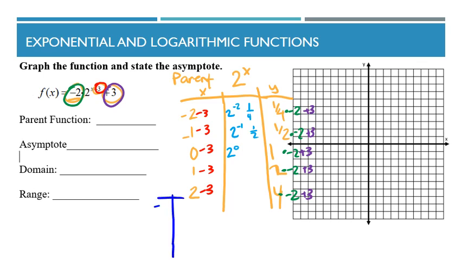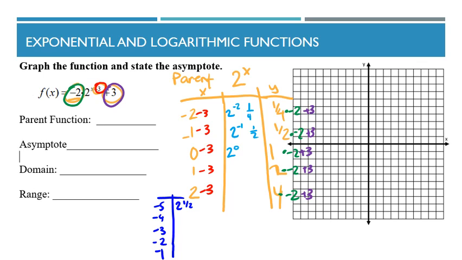-2 minus 3, -1 minus 3, 0 minus 3, 1 minus 3. Kind of nice how this works out. X values are nice and linear. 1/4 times -2 would be -1/2. -1/2 plus 3 would be 2.5. Use your calculator. Feel free to use decimals here. I'm not worried about that. I'm worried about you getting the right graph.